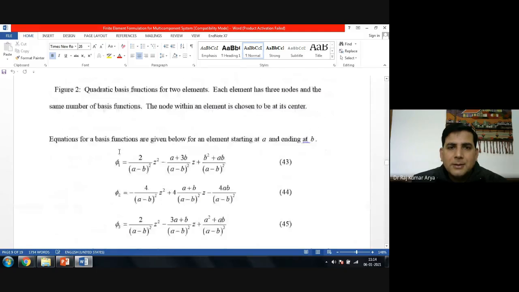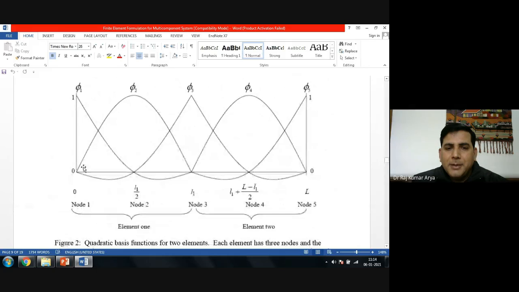ये आपका एलिमेंट नंबर 1 है. एलिमेंट नंबर 1 में आपका φ4 है, is not getting extended. You have φ4 only here. It's not getting extended into element number 1. So you don't have this. So therefore, product of φ4 φ1 in the element number 1 would be 0.